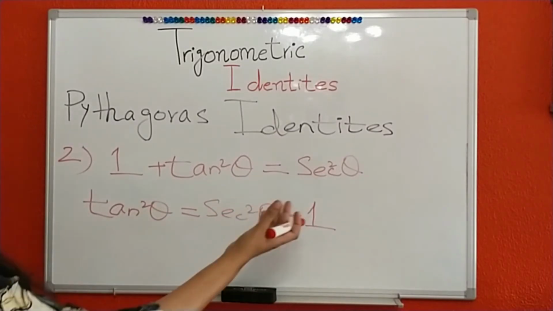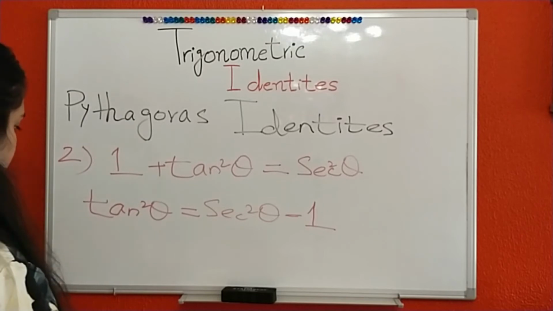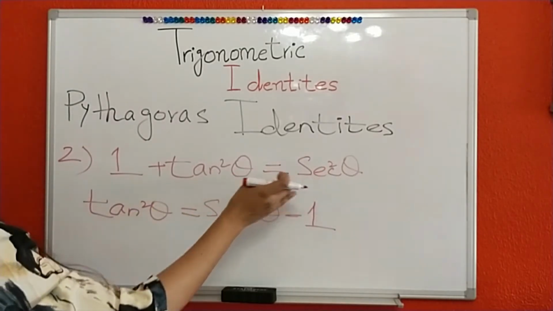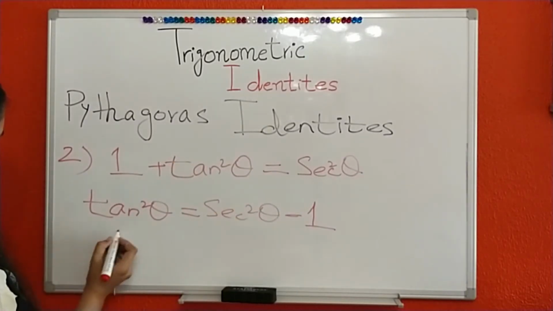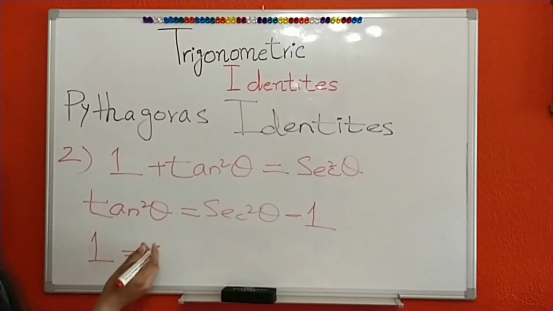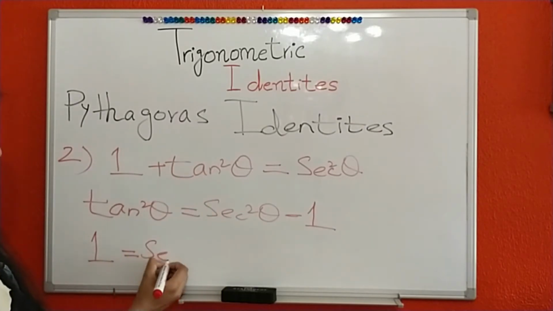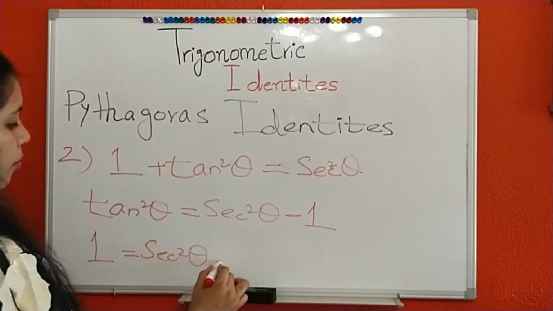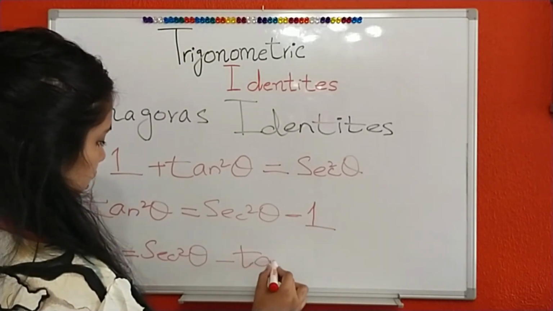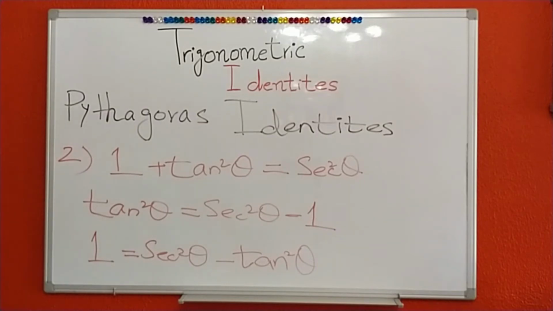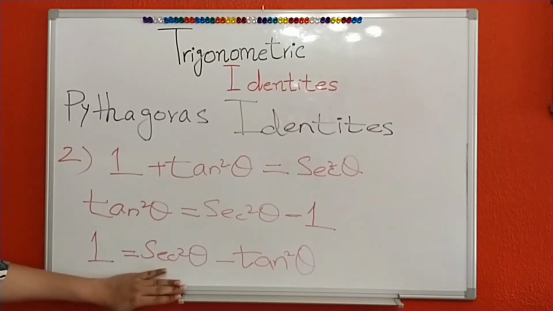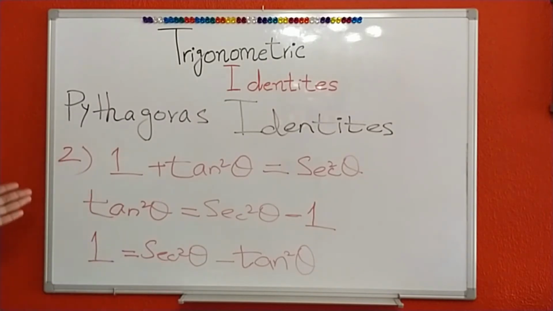We can also generate another formula, like if I want to shift the secant² here, or if I want to shift the tan² here, like this, 1 is equal to secant²θ minus tangent²θ. Okay, this is another formula and we will use this formula in our proof questions as well. So from a single identity we can generate two formulas.